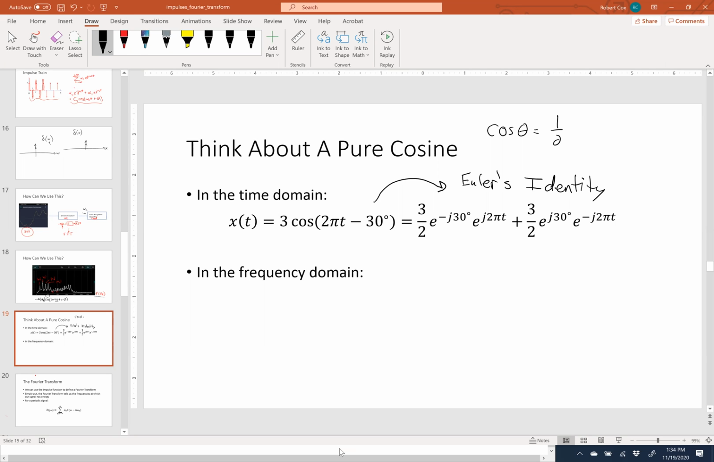Cosine theta equals 1/2 e to the j theta plus 1/2 e to the minus j theta, where in this case, theta must have been 2 pi t minus 30 degrees. In other words, the argument there is 2 pi t minus 30 degrees, and that leads me to this statement here. Okay, so I broke them apart. Basically, the two exponentials got broken apart.